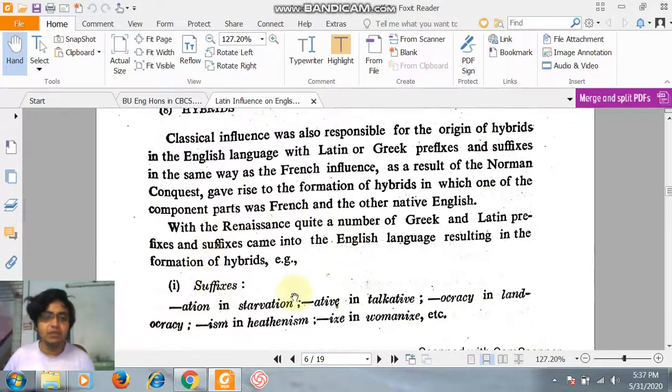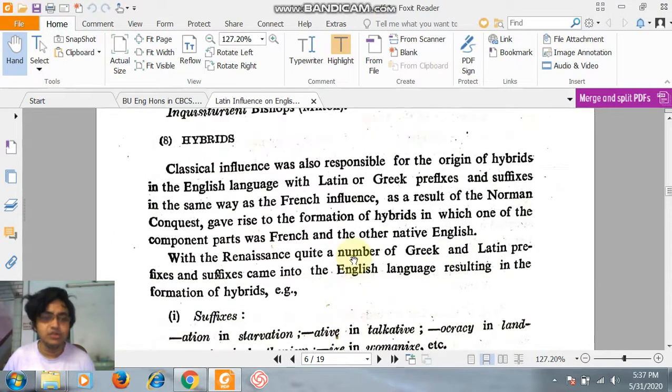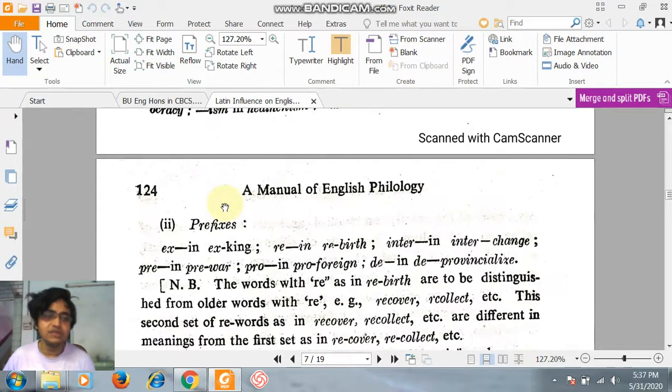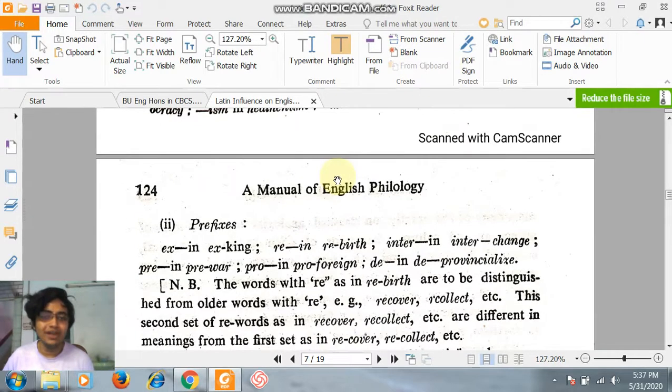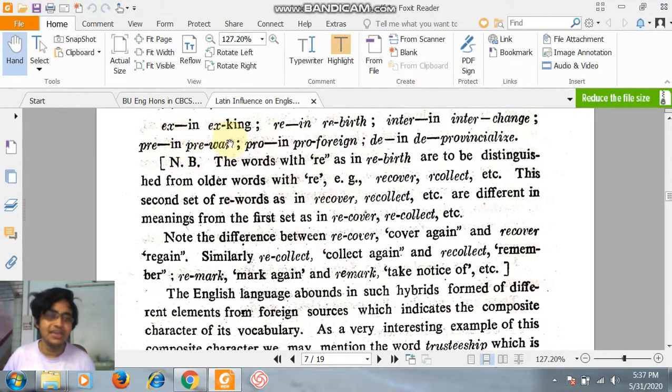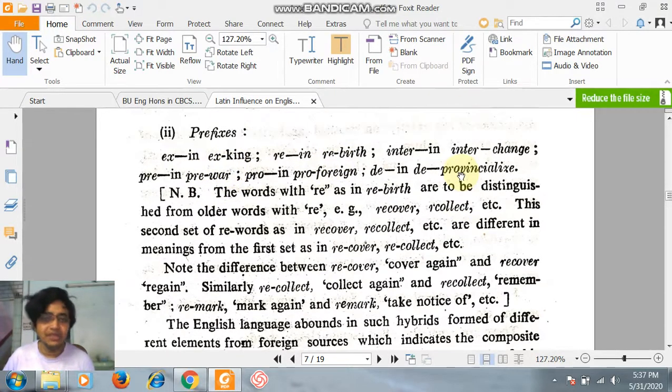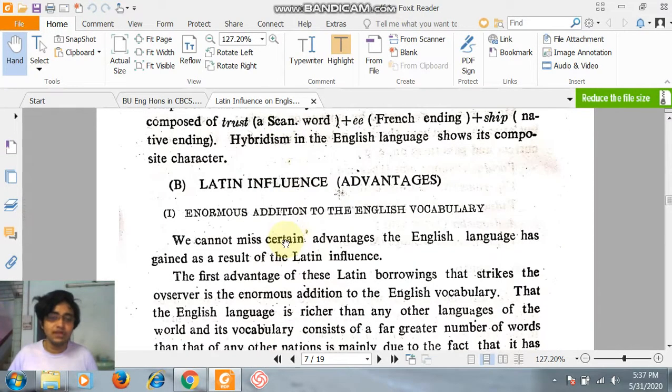We can also see that the other classical influence of Latin and the Greek language occurred during the Renaissance, after the Norman conquest. Suffixes ending with -ation, for example, in starvation, -ative, in talkative, -ocracy, in landocracy, -ism, in heathenism, or ending with -ize, in humanize, etc. Prefixes, that is, beginning with, re as in rebirth, inter as in interchange, pre as in pre-war, pro as in pro-foreign policy, de as in deprovincialization or deprovincialize. These words were taken at different times from Latin influence.